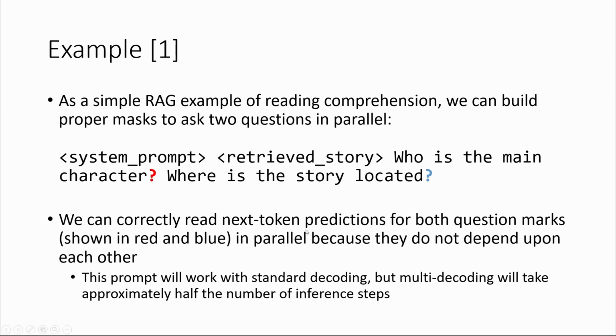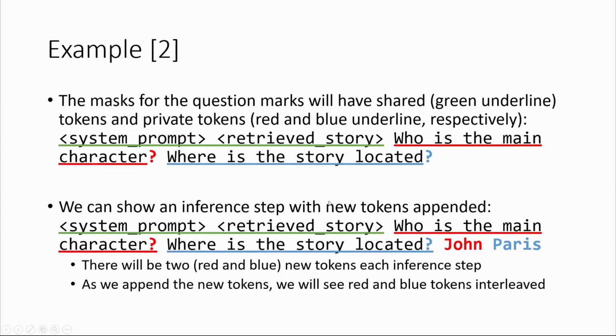Okay, so I'm going to show in more detail, but the idea is if you do standard decoding and it says, John is the main character, the story is located in Paris, that's like 12 tokens or something, and it's going to take you 12 inference steps. What we're saying is that you can get both of those answers in approximately 6 inference steps. So this is what we're going to do.